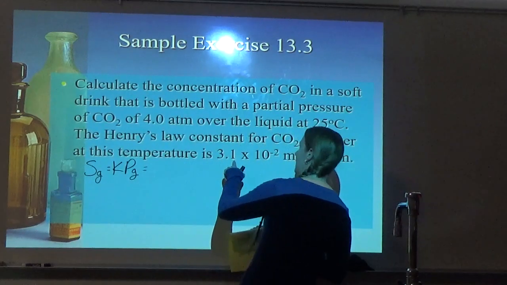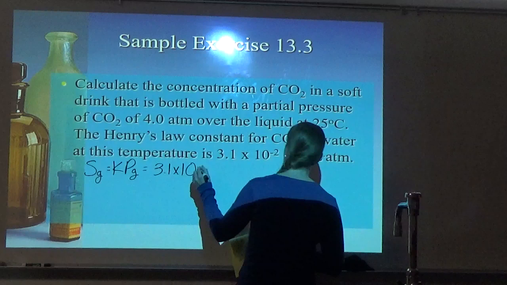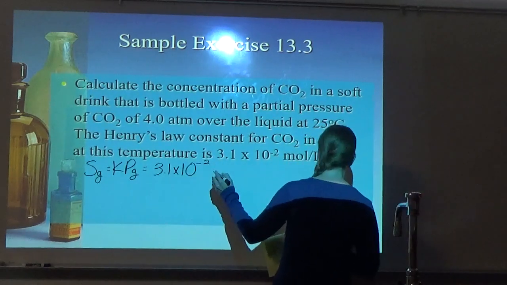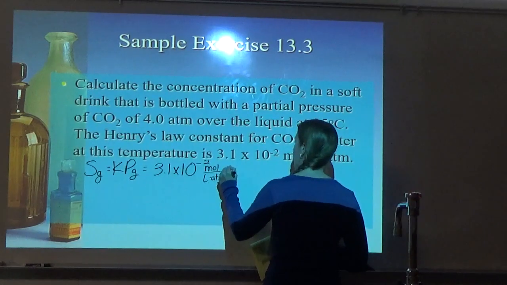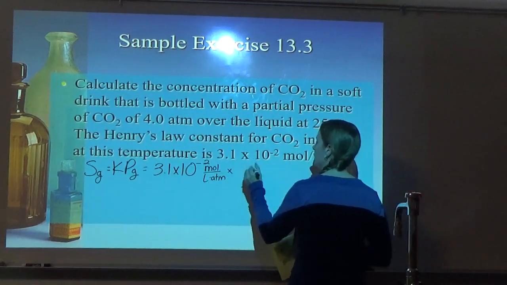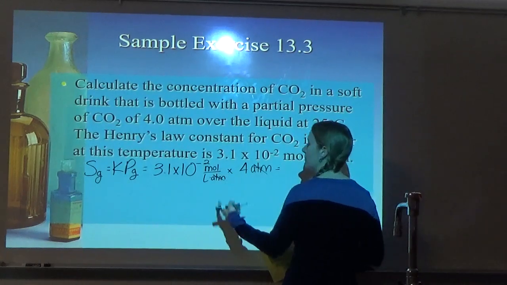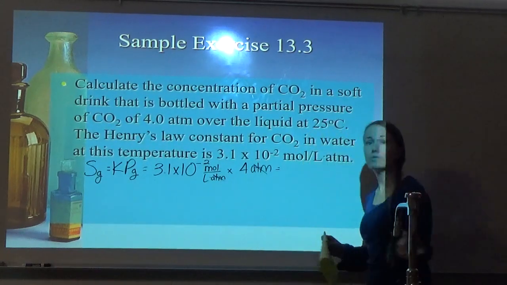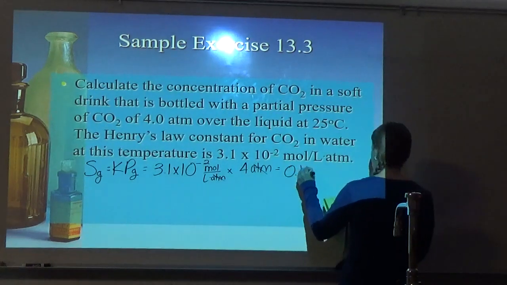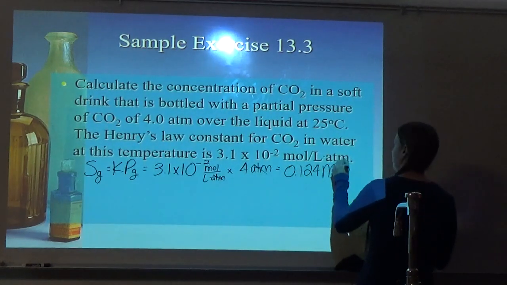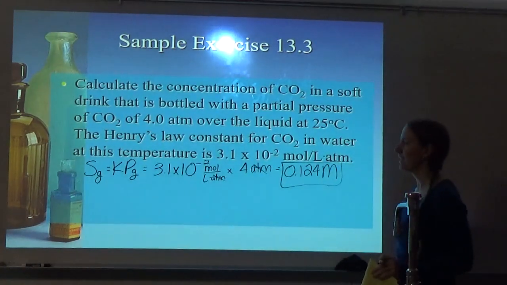So they told me K, Henry's constant, is 3.1 times 10 to the negative 2, and that's moles per liter times atmospheres. And we multiply it by our partial pressure, which is 4 atm. So if you look, my atm cancel, I'm left with moles per liter, which is perfect, that's just molarity. So once I multiply the two, I got 0.124 molarity. Just like that. Super easy, we didn't have to convert anything.